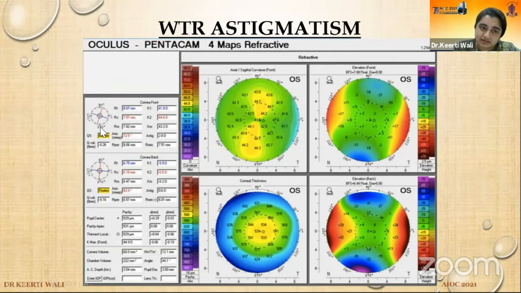However, this QS factor here is indicating that this scan needs to be repeated. Fixation losses were there during the study. Pentagram hardly takes 2 seconds to capture this, so it can be repeated. It has to be repeated. If the eye closes or fixation is lost during that time, the QS will be shown like this.